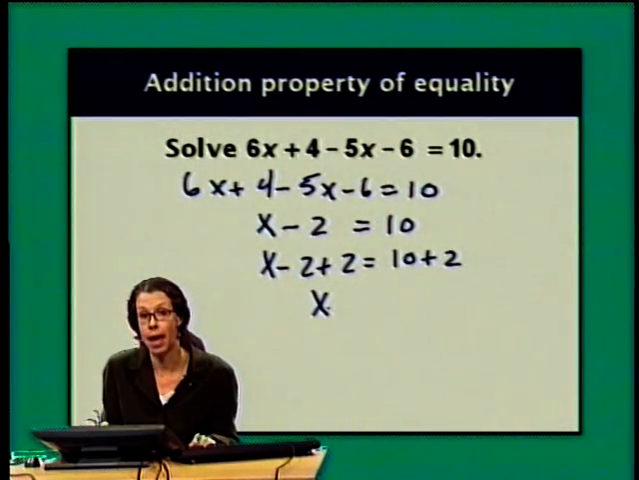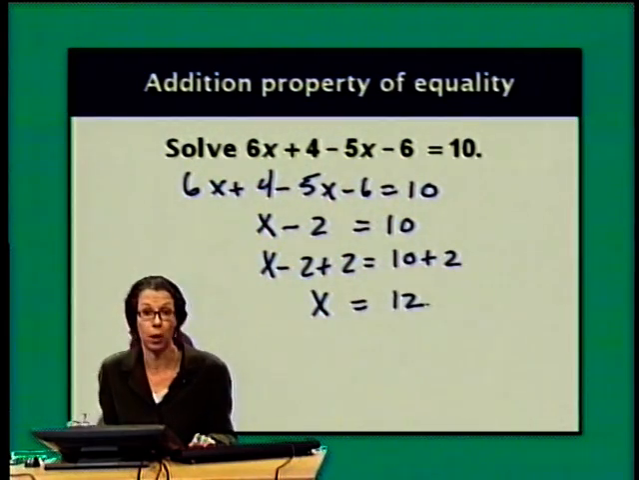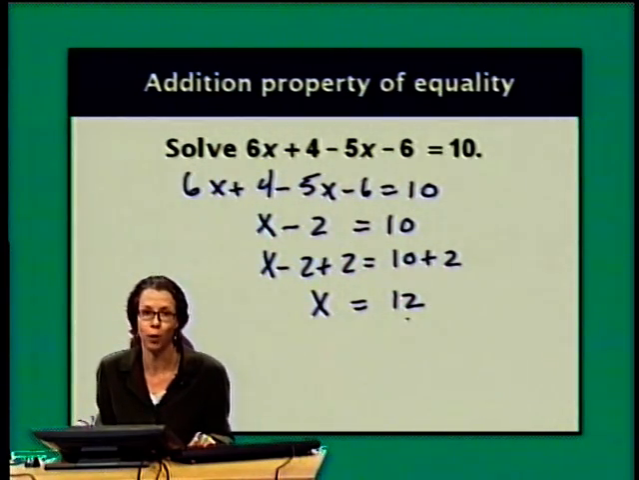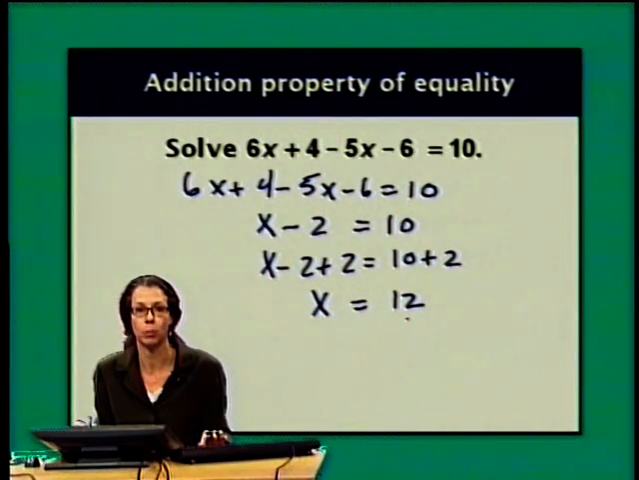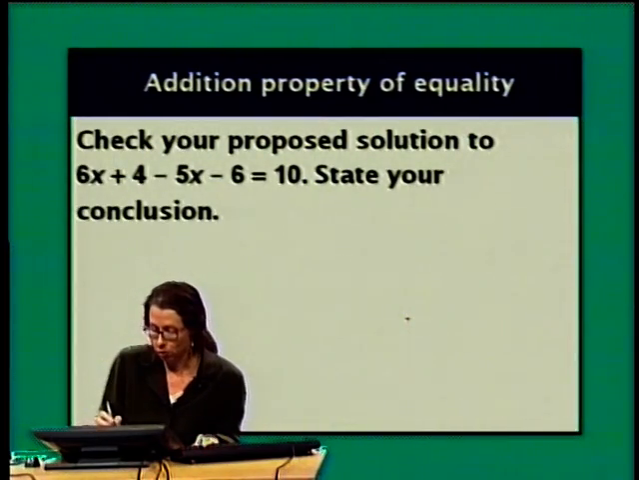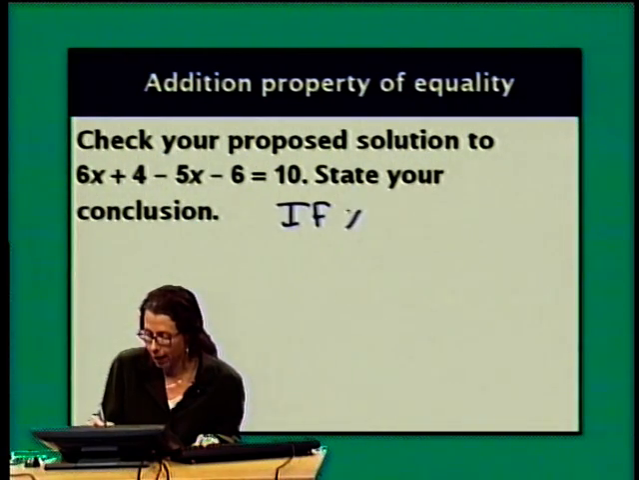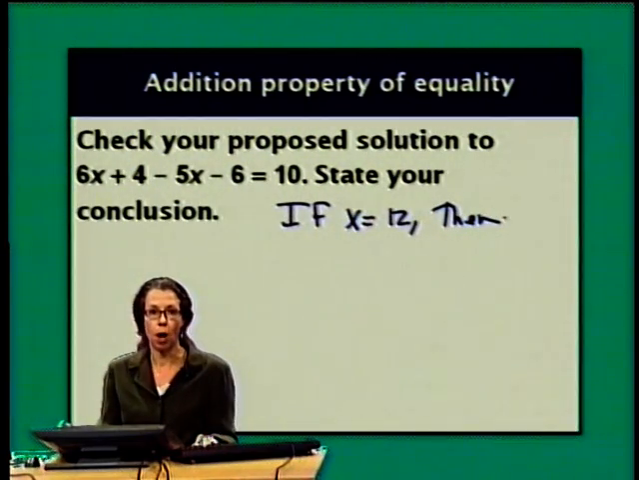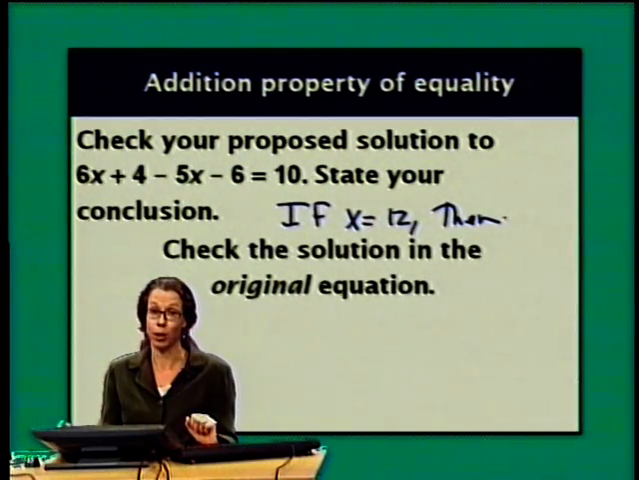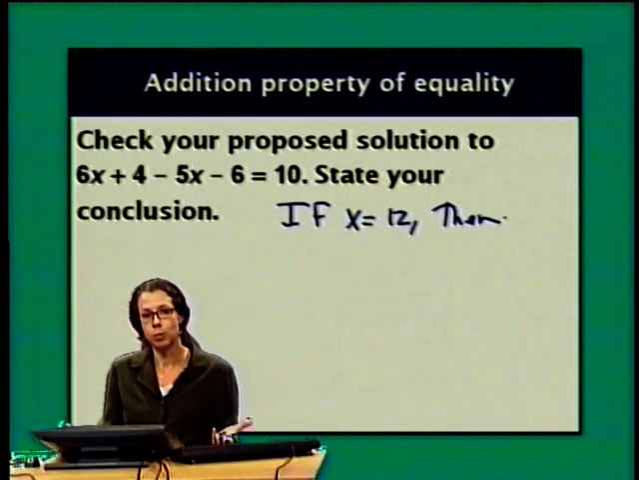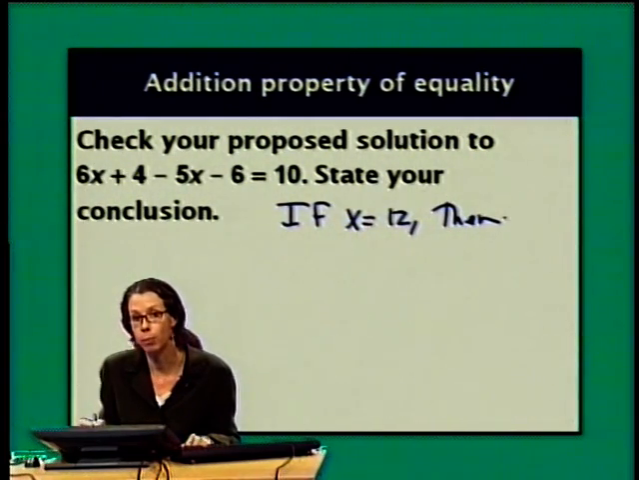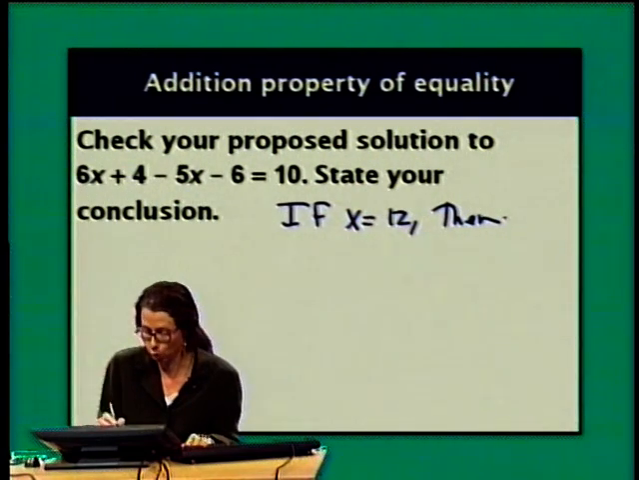So I end up with x on the left and 12 on the right. This equivalent equation has the obvious solution 12, so that's my proposed solution, which I'm going to check. So if x equals 12, I actually want to check my solution in the original equation, because I may have made an algebra mistake combining like terms, or perhaps an arithmetic mistake. So I'm going to check my proposed solution in the original equation.